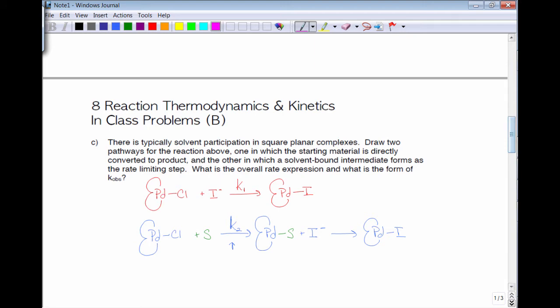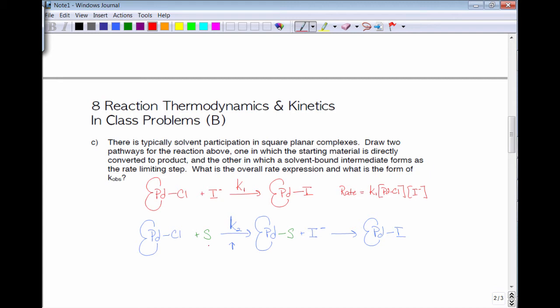So here I've drawn my palladium complex with a cartoon of my tridentate chelate with the chloride bound. The one direct pathway is where iodine directly replaces the chloride and you get your product. And I'm going to define the rate constant for that reaction as k1. And so my rate equation for this type of reaction, or this pathway, would be: rate equals the rate constant times the concentration of the palladium chloride complex times the concentration of the incoming ligand. In a second pathway, I'm representing solvent here as S.